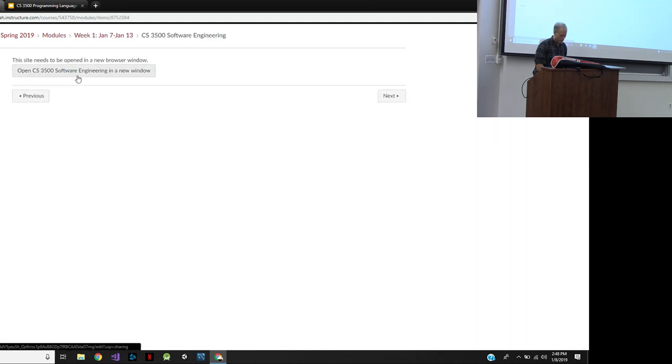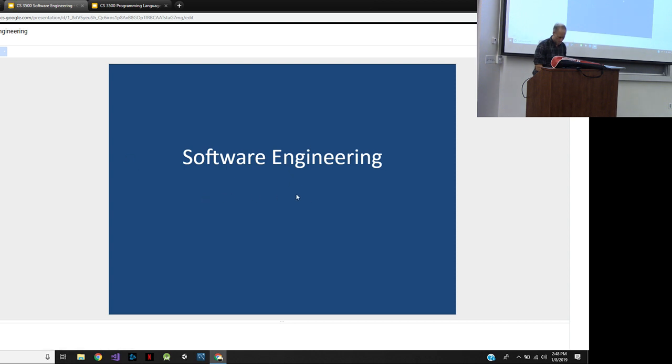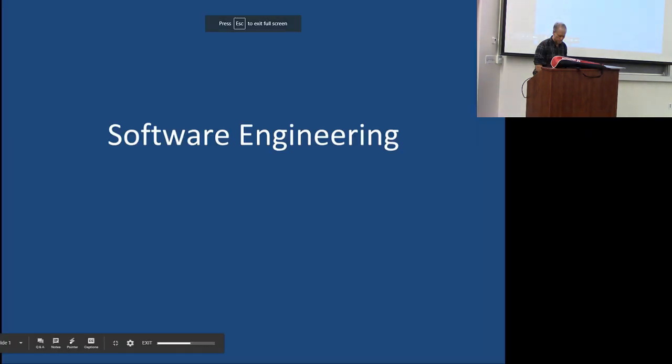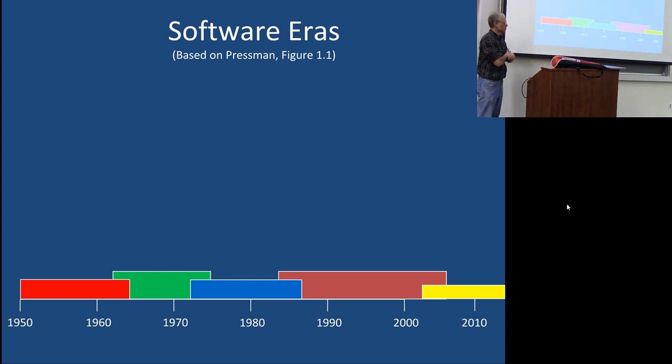Now, we're going to talk about software engineering. Okay, so this is from a classic software engineering text, in which I had to modify by adding that yellow box over there. I just showed you how programming languages evolved over time. Let's look and see how software has evolved over time.